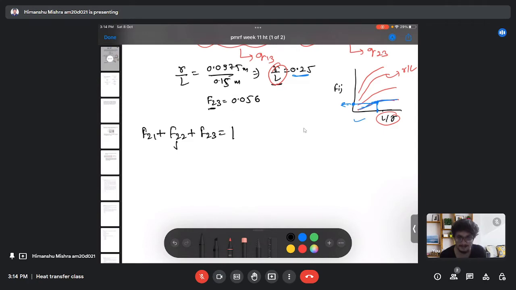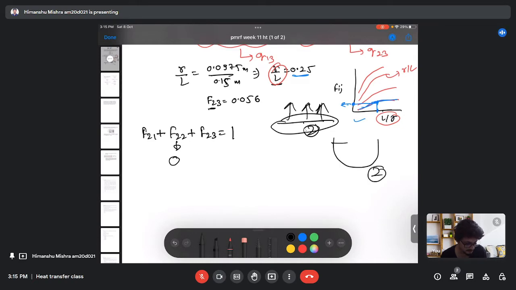The view factor F22 will be 0 because the radiation emitted from surface 2 will not be intercepted by the same surface. In a case where, for example, the radiation coming from surface 2 falls on surface 2 itself, the view factor would not be 0 and would have some finite quantity. But for flat surfaces, it is usually 0.